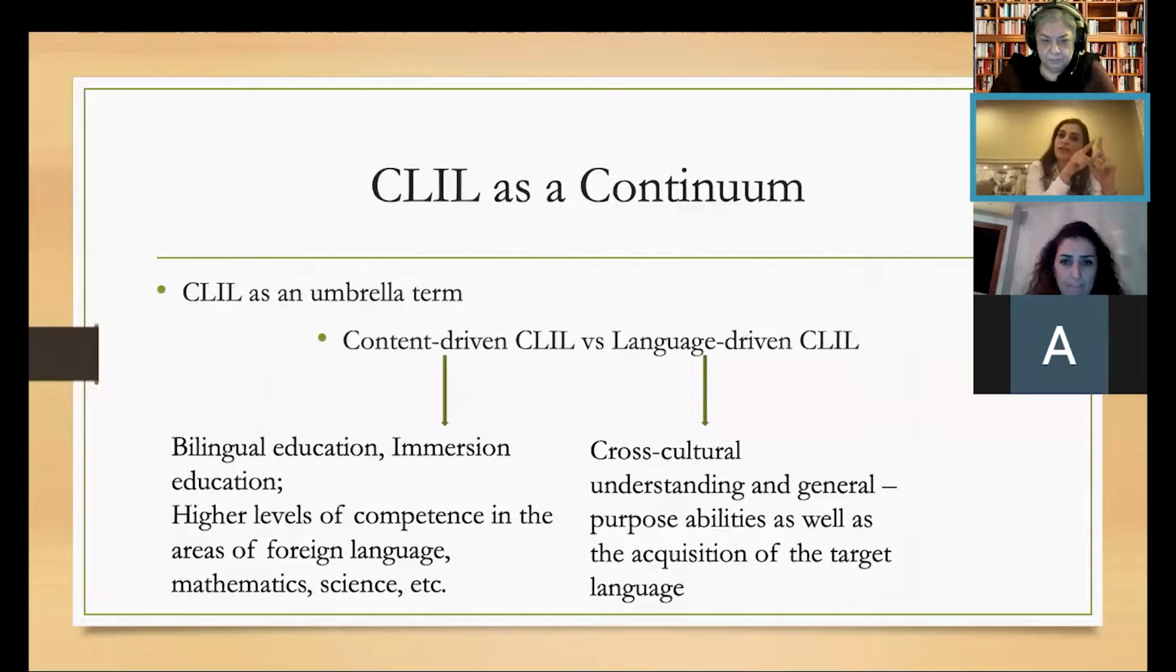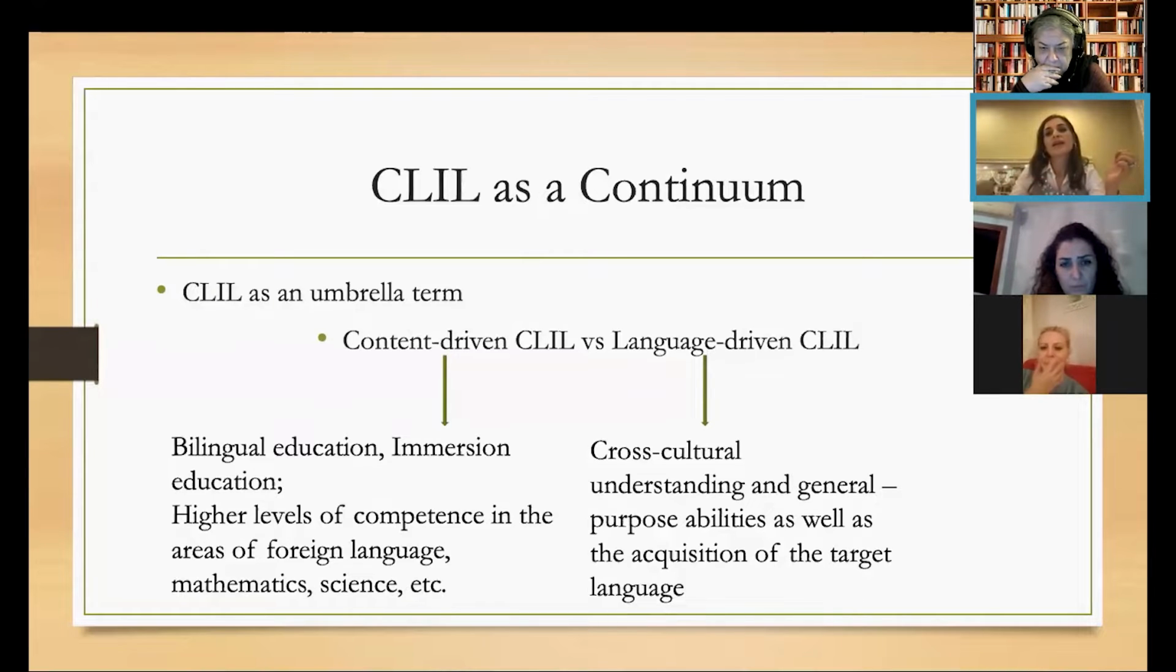On one end of this continuum, there are content-driven CLIL practices, while on the other end there are language-driven CLIL practices. The content-driven CLIL practices involve bilingual education, as we have just said, immersion education, and higher levels of competence in the areas of foreign language, mathematics, science, and geography are aimed. Whereas in language-driven CLIL practices, cross-cultural understanding, general purpose abilities, as well as the acquisition of the target language are aimed.